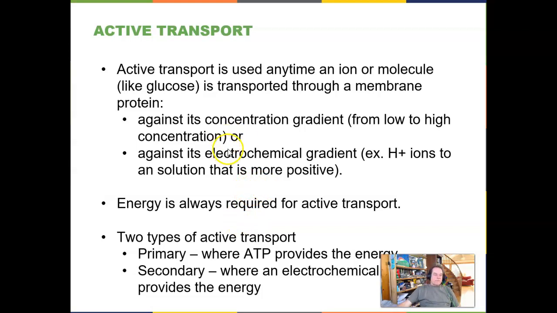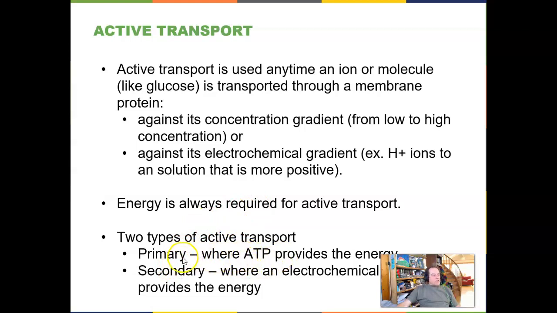And the pumps are always proteins, and a pump requires energy. Every pump that you've ever tried to use is either hand-powered, requiring muscle power, or it's electrically powered, or it's engine-powered. A gasoline engine drives the pump, but you know that a pump requires energy. So in you and every other living thing, that's typically ATP.